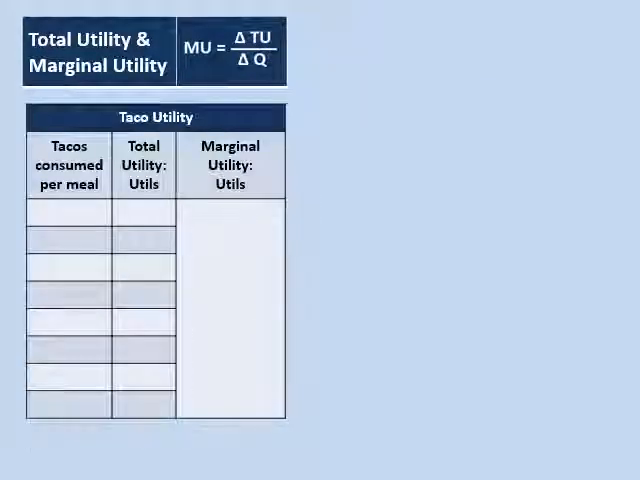So we're going to record total and marginal utility for the consumption of tacos. And we're going to keep in mind that marginal utility is the change in total utility divided by the change in quantity. Here on the left, we're going to have a schedule for marking down our utility for consuming tacos. In the left-hand column, we're going to be looking at tacos consumed per meal. In the middle, we're going to look at total utility. And in the right-hand column, we're going to look at marginal utility, the incremental amount of utility from consuming another taco.